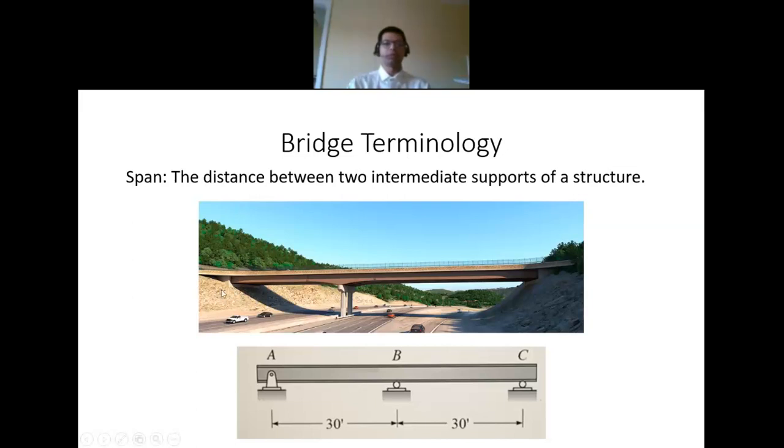I don't know if you'll be able to see my mouse pointer, but you can see your pointer. Okay, great. Thank you, ma'am.